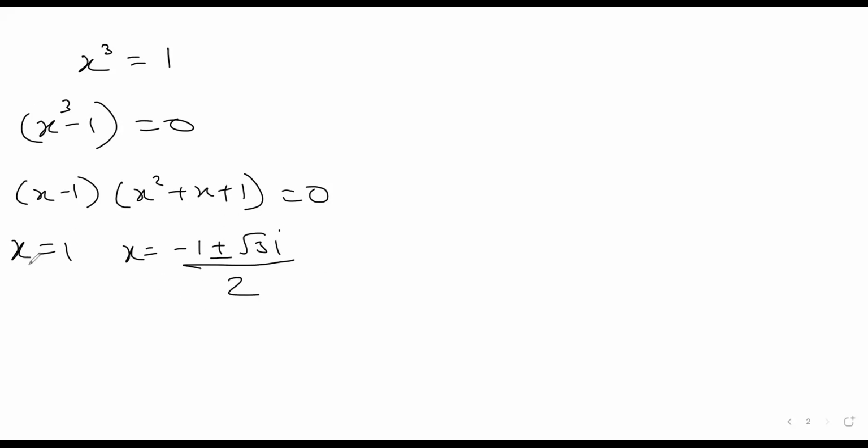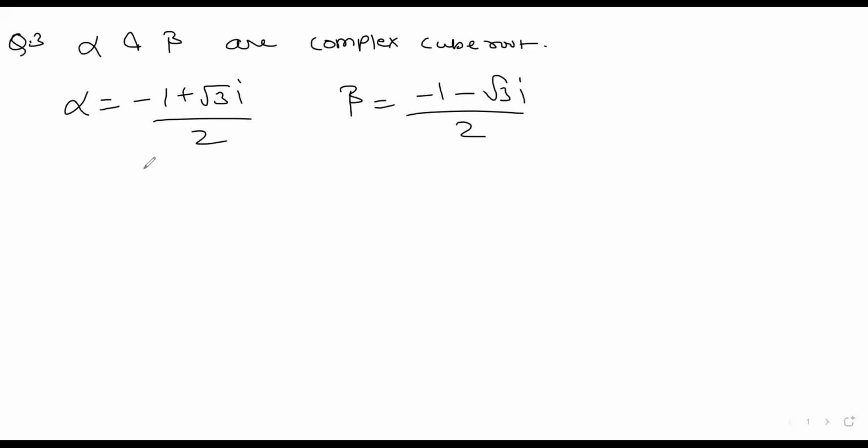So these are the complex, this is the real number. So we can say alpha and beta cannot be 1 because we don't know whether they are equal. So we will say alpha and beta are these two numbers. These are the complex cube roots. Now we have to prove that alpha square plus beta square plus alpha beta is equal to 0.